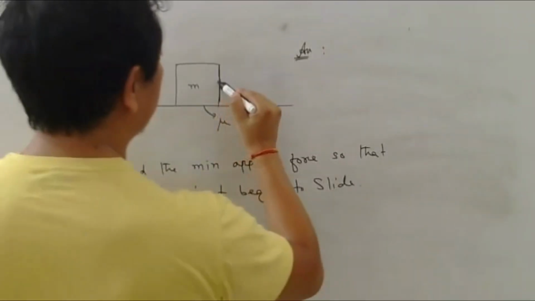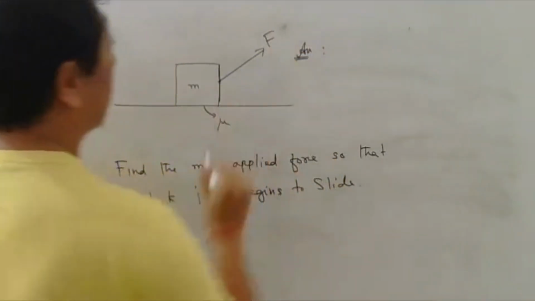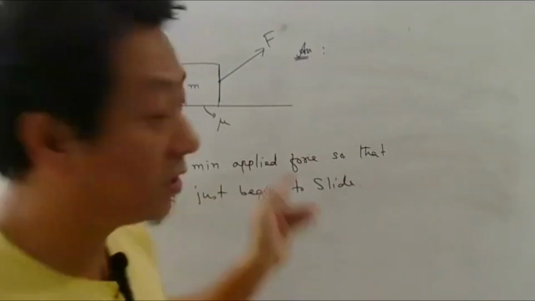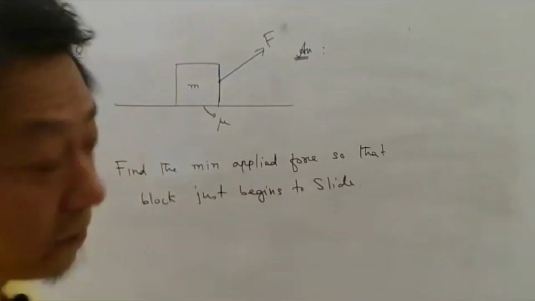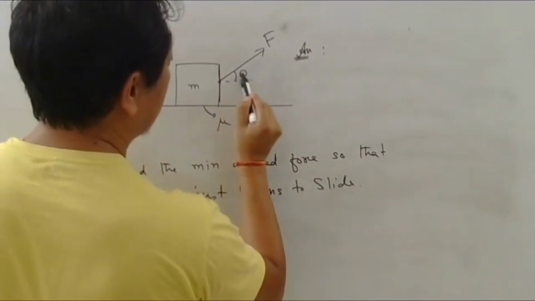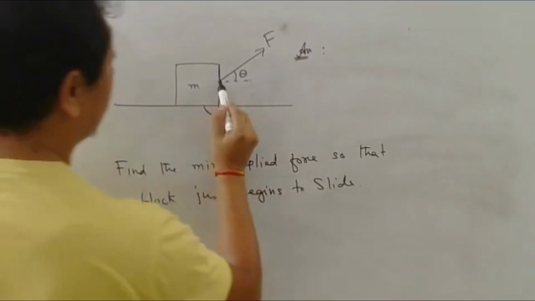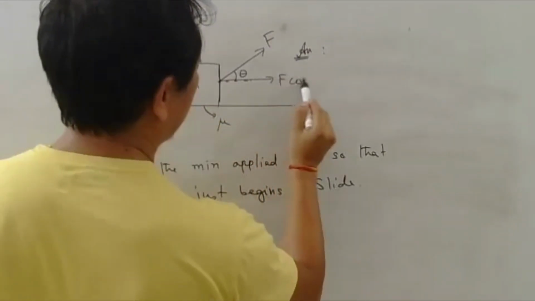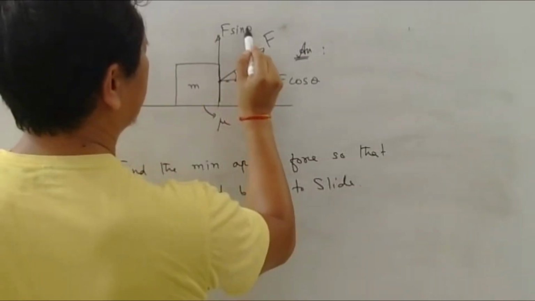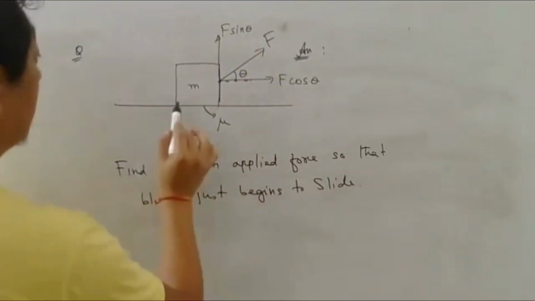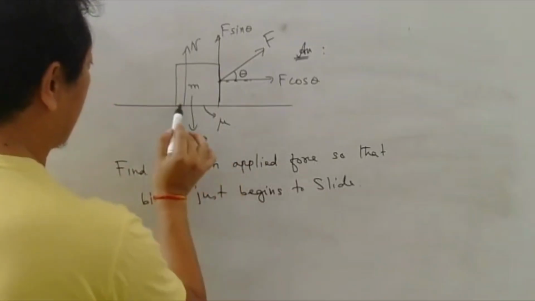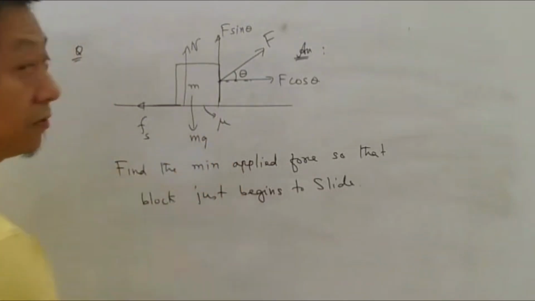So the angle is not mentioned. So let me say I apply F here. Rajit, what you wrote is fine, but the theta value you have to somehow find in terms of mu because the theta value is not given. So F is applied here. Let's say this angle is theta. Take components. Here F cos theta. Here F sin theta. Here normal. Here mg. And here static friction.